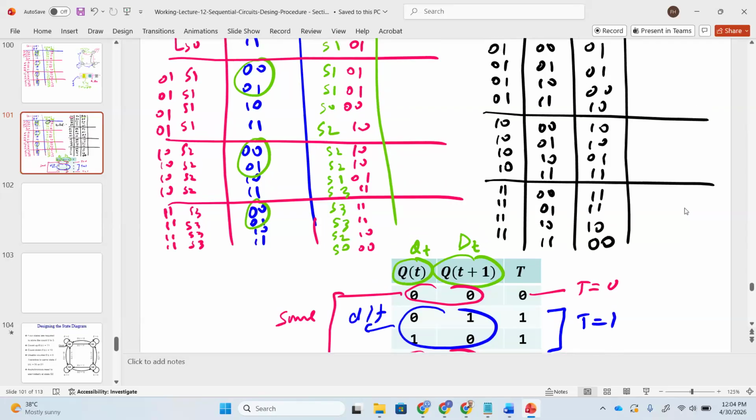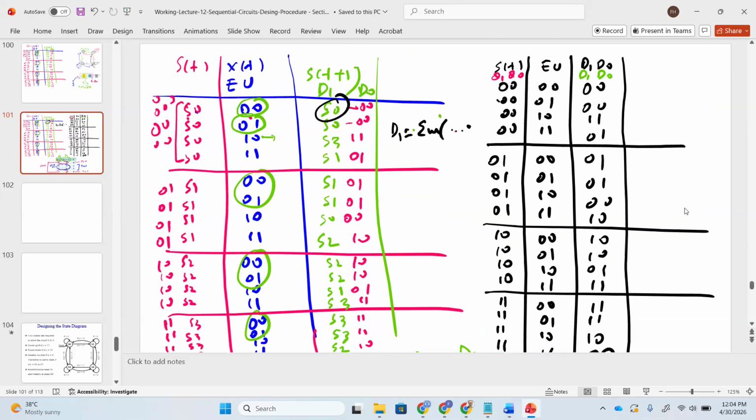Now please look at here. Now we are going to do it here. We are comparing Q0 and D0, so now I want to find T0. So 0 0, both of them are 0, so 0. 0 1, they are different, so 1. 0 1 different, 1. Again, this one and this one, 1 1. Okay. Q0 is 0 and D0 is 1. Both are same or different?